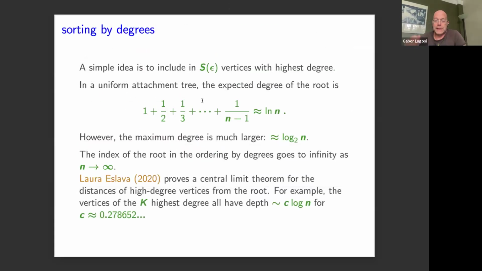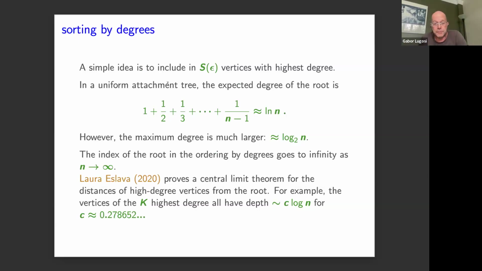So how should one go about finding a small confidence set? Well, the first idea that everyone comes up with is to look at degrees of the vertices, because clearly an old vertex has had a longer time to collect more connections. So we expect that older vertices will have a higher degree. And this is true in a sense.